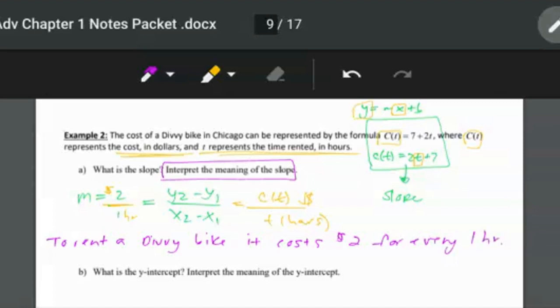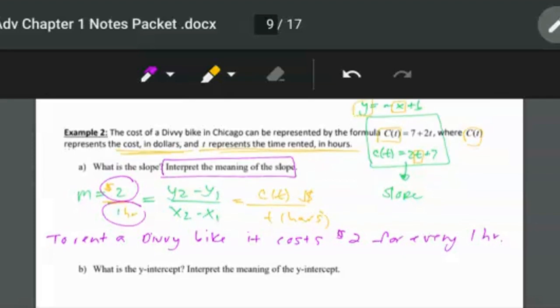When you're interpreting slope, be sure to mention both numbers, your numerator and the denominator. Make sure you mention the units too. If you say it costs 2 for every 1 hour, what does that mean? $2, $200, 2 cents? So make sure you're being specific and using those units.